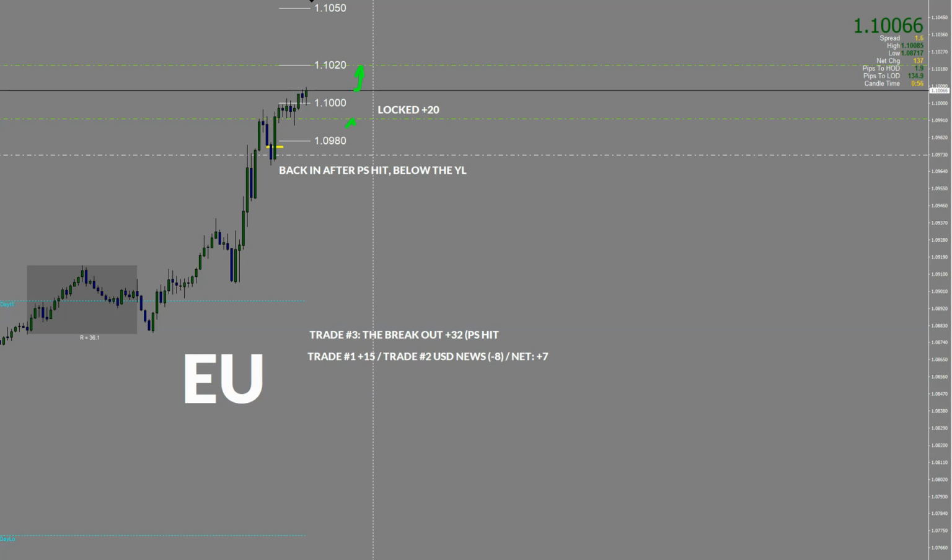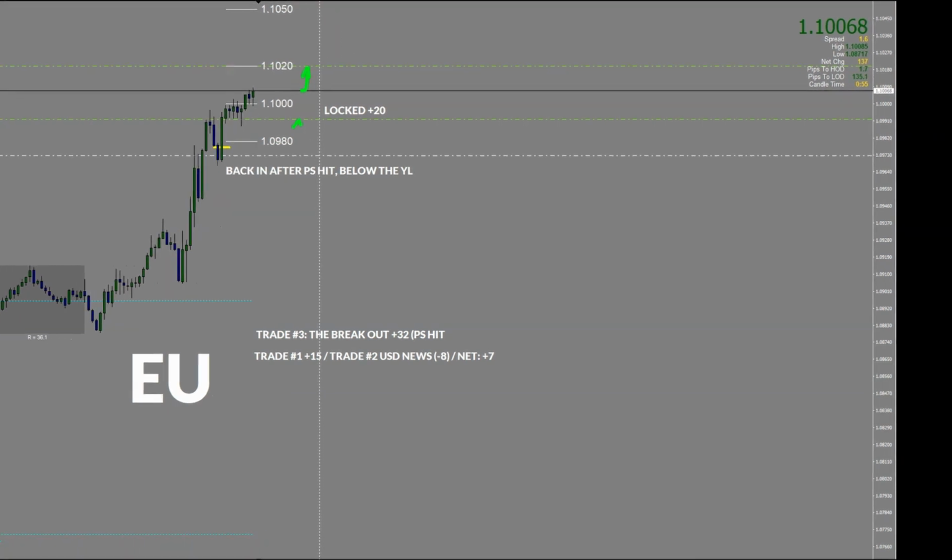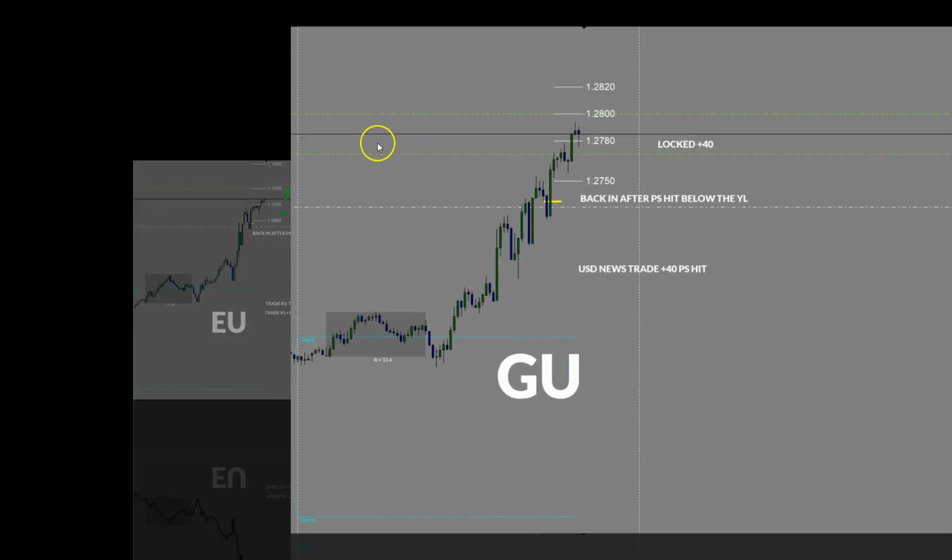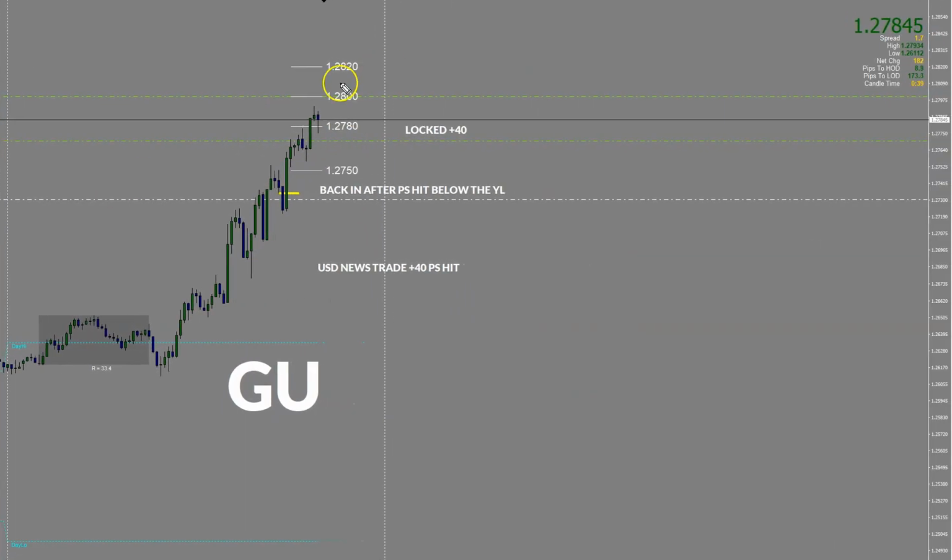So let's jump to the GU and see what that's doing. And on this one, I have locked down 40 pips and am waiting for it to come up and hit 2800. We'll see if it does it while I'm gone. I'll be back.